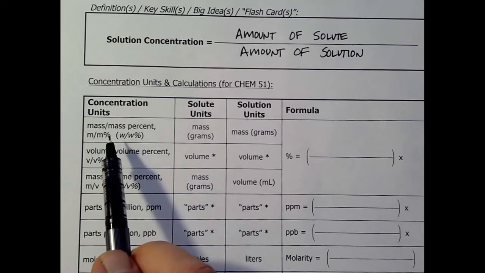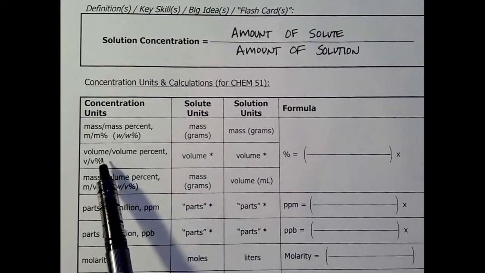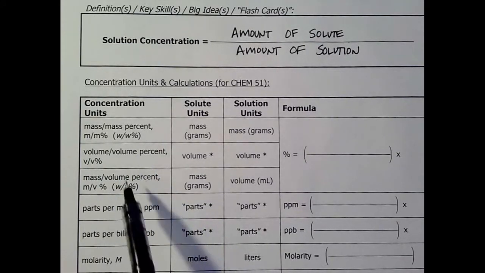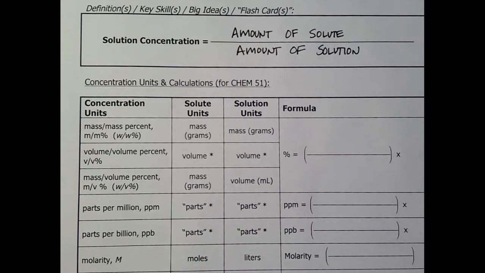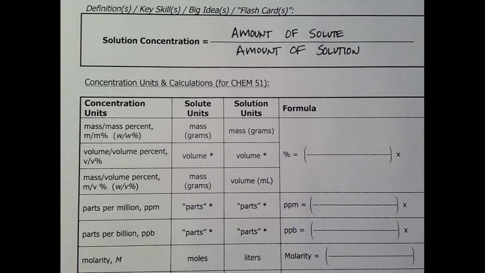So you'll see something called mass percent, or weight percent. Volume percent, mass volume percent. The medical folks love that one. So a mass percent is mass of solute divided by mass of solution. A volume percent is volume of solute divided by volume of solution. Now notice here I put a little asterisk, meaning it doesn't matter what volume units you use as long as they're the same for the solute and the solution, excuse me.